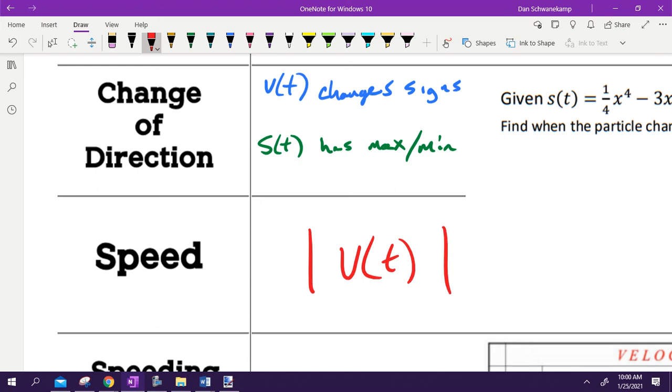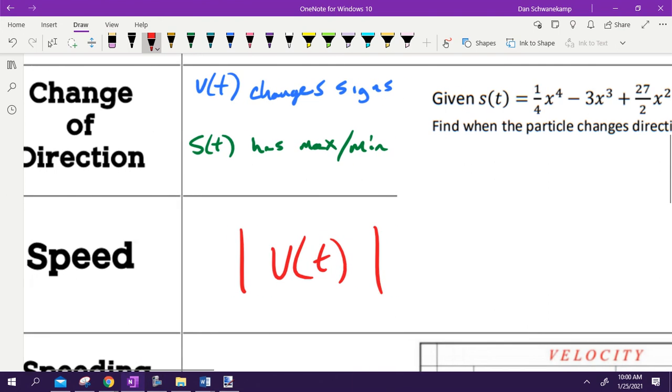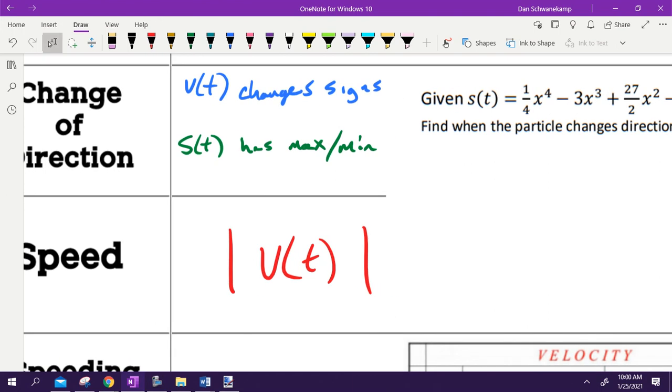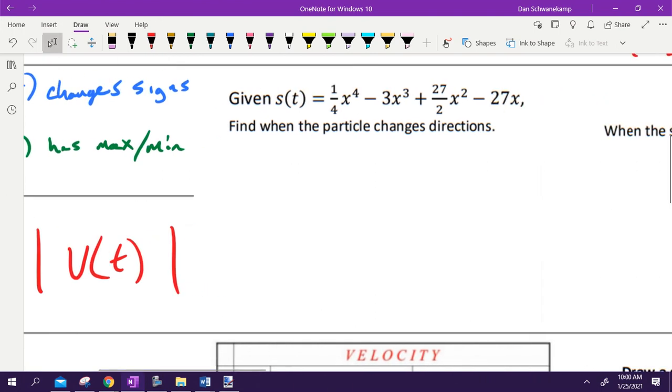Absolute value of velocity. Okay? We don't care if you're driving your car, your speedometer says you're going 20 miles per hour, whether you're going forwards or backwards. We do the absolute value in order to get speed there. Okay? Don't forget about that.